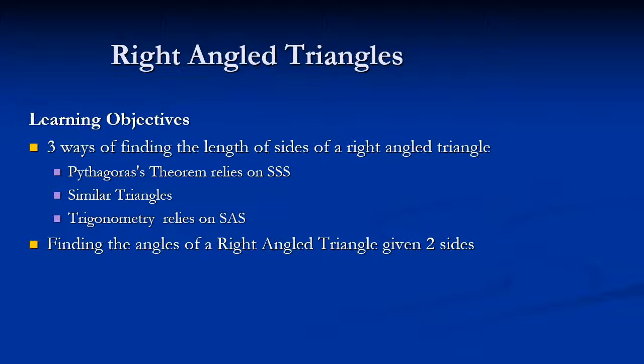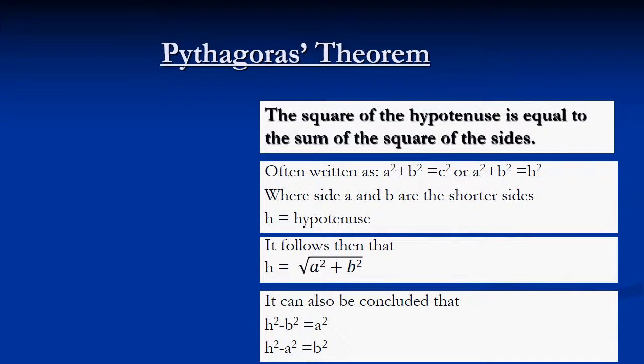So Pythagoras' theorem works with right-angled triangles, and we're going to look at 3 different strategies to find the sides or the angles of right-angled triangles in Unit 1, and they include Pythagoras' theorem, similar triangles, and trigonometry. Now, Pythagoras' theorem relies on knowing the length of 2 sides to find the length of the third side of a right-angled triangle. So you will be familiar with Pythagoras' theorem.